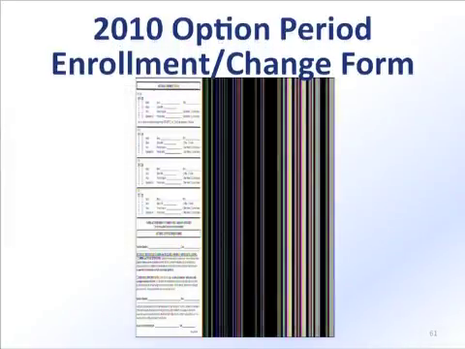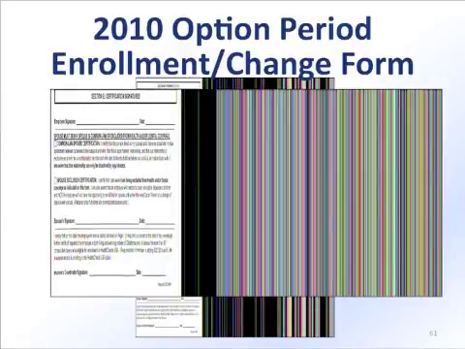The back of your form is used to make coverage changes for your dependents. Clearly mark any changes and then sign and date your form. Remember, your spouse must sign the spouse exclusion certification if appropriate.